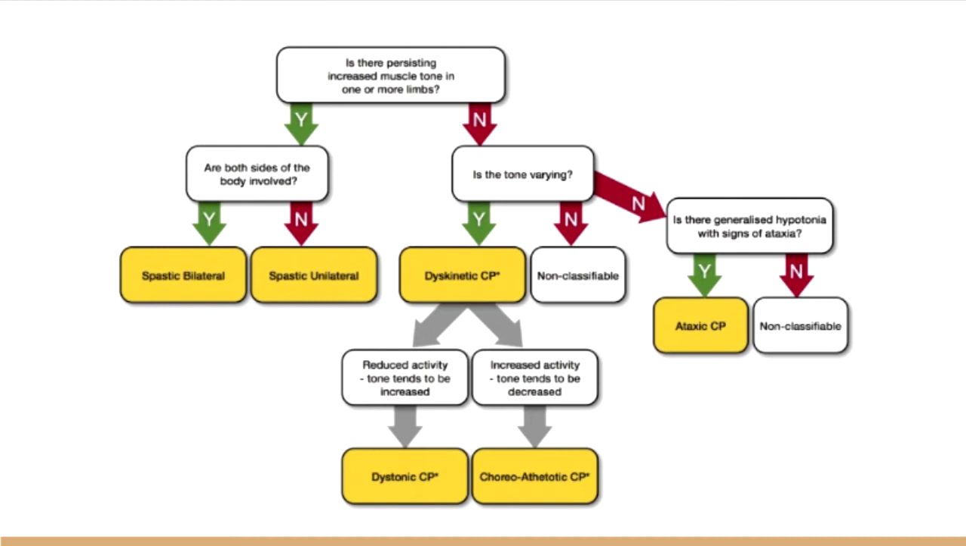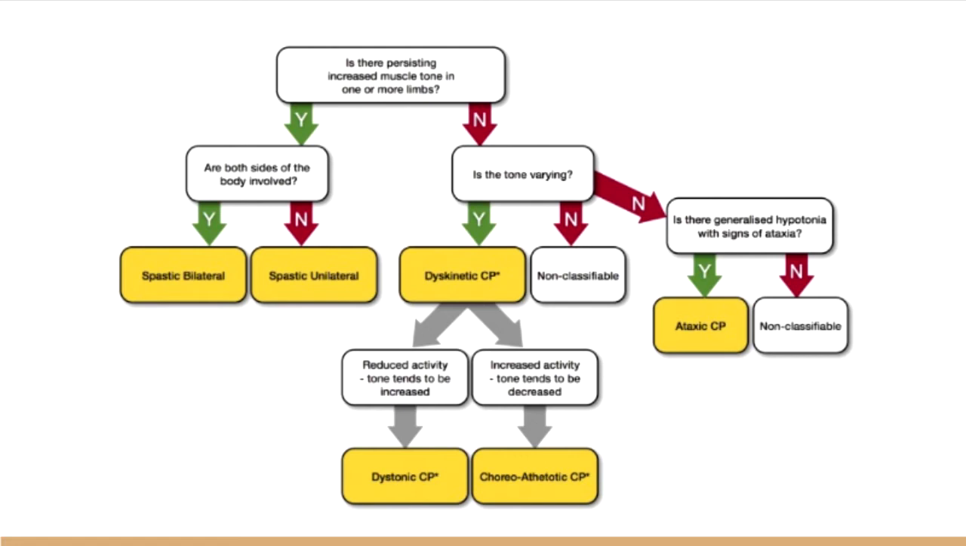A physical exam should be done also to identify the cerebral palsy type, such as spastic diplegic. The patient has spasticity and motor difficulties affecting the legs more than the arms. There is also another type, which is spastic hemiplegic. The patient has spasticity and motor difficulties affecting one side of the body. The arms are often involved more than the legs.